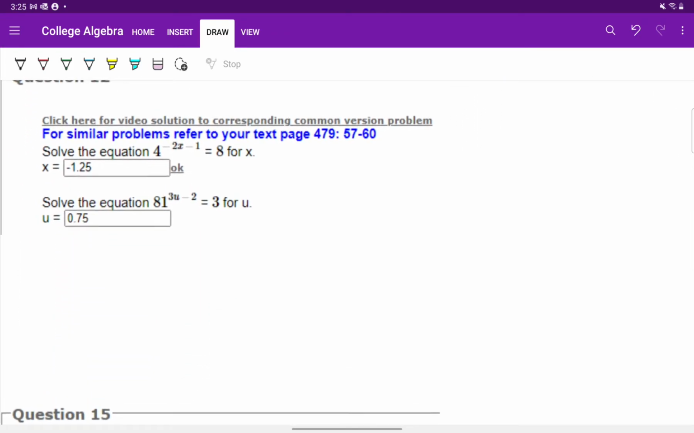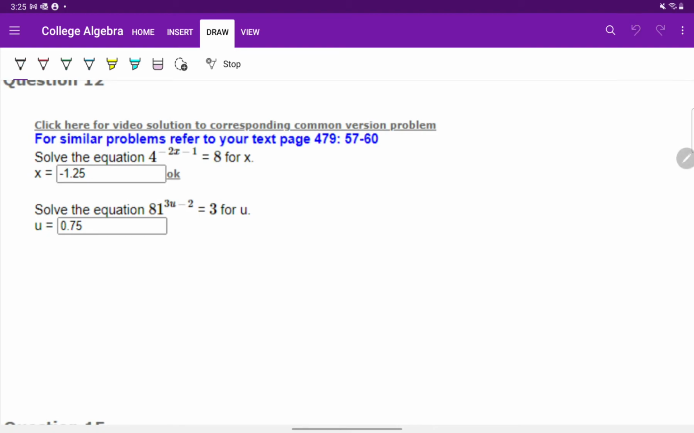Question number 12 is very similar to the one we just did. We're going to start with the top example, 4 to the power of negative 2x minus 1 equals 8, and we want to solve this for x. So let's first eliminate the 4. We do that by taking log base 4 of both sides.